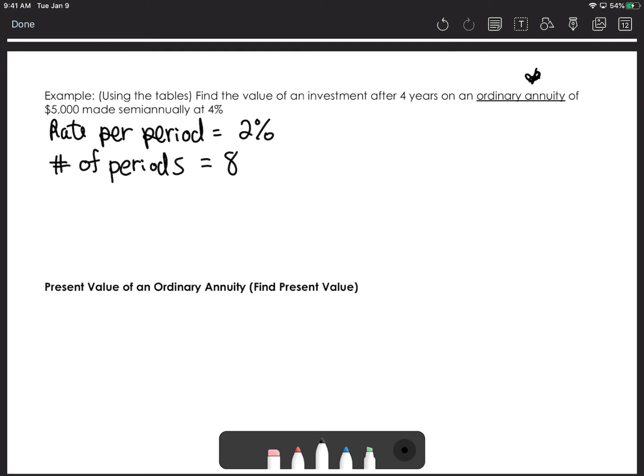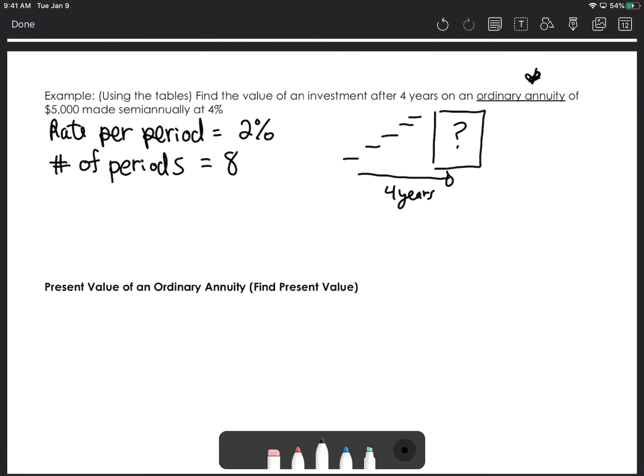And since this is an annuity and we want to see what the value is at the end, remember we're making payments of $5,000. So this time frame from here to here is going to be 4 years. So twice a year for 4 years, we're going to be making payments and we're saving up a lump sum of money. The question is asking, what is that lump sum of money going to be at the end of the 4 years that we've saved up?